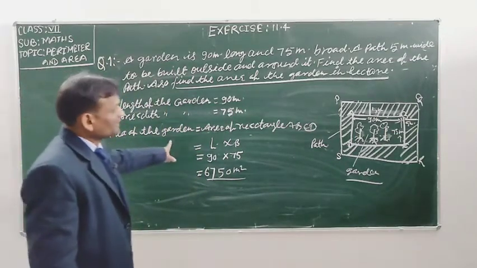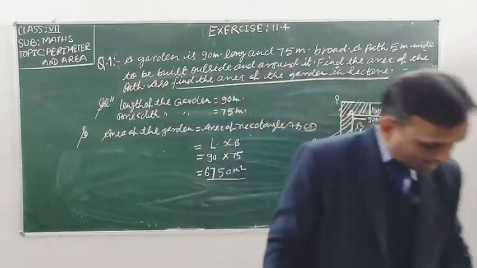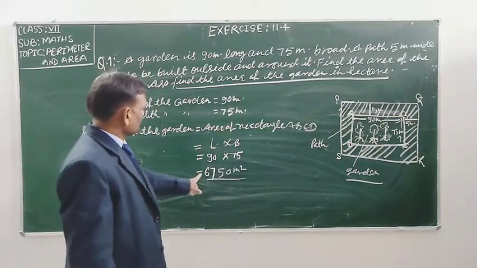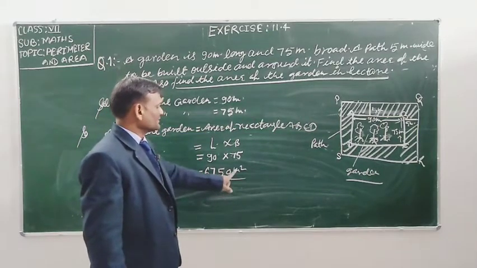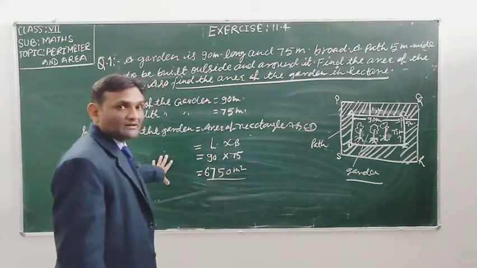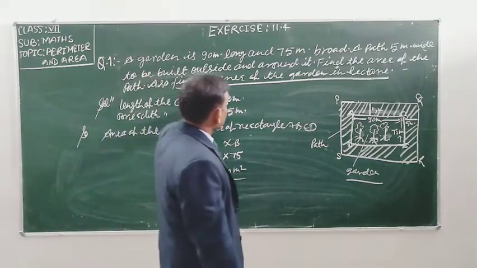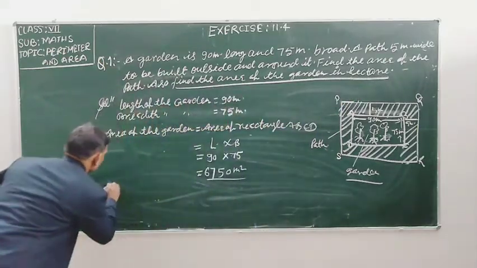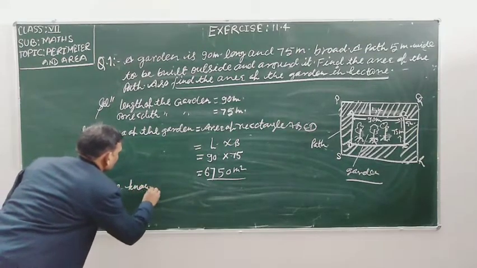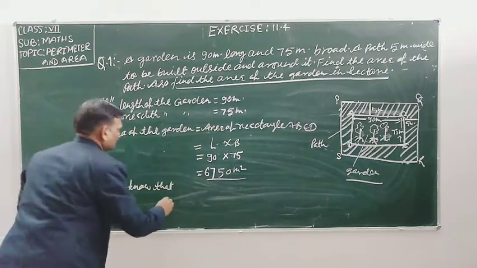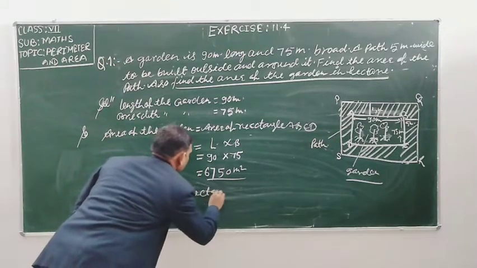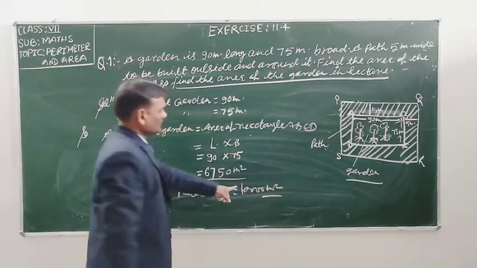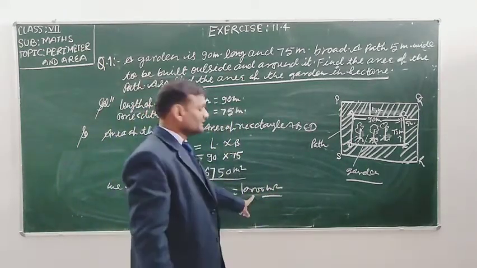Area of the garden is equal to area of the rectangle, 6750 meter square. This is the area of the garden. But the question is asking me to find the area in hectare. So students, we know that 1 hectare is equal to 10,000 meter square.